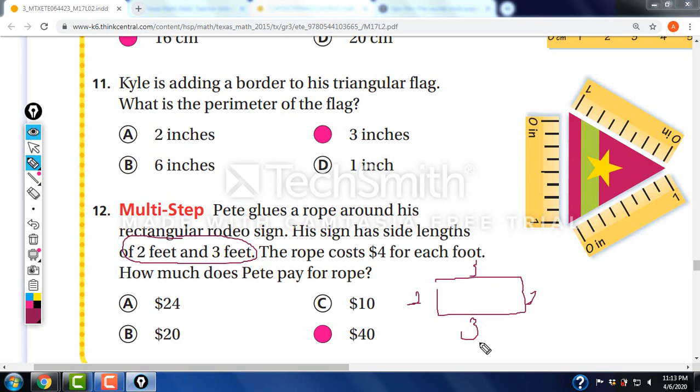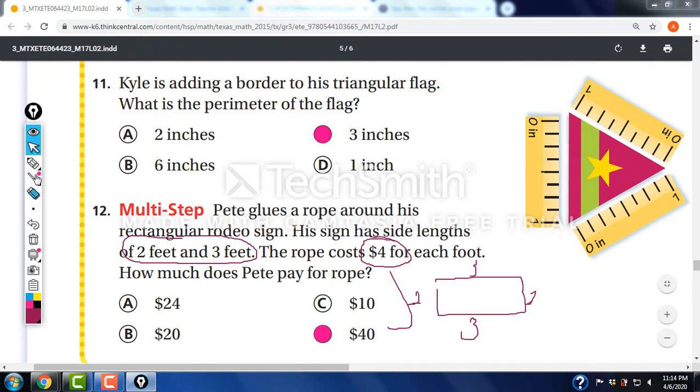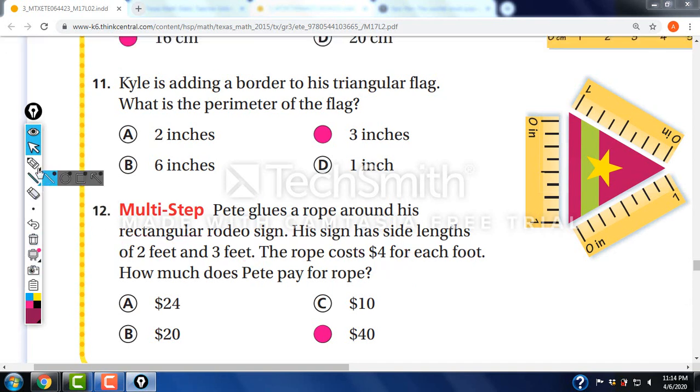3 plus 3 is 5. Plus 5 is 10. So you multiply it by how much each foot costs, so your answer should be 40. Okay, so you're just getting the perimeter. Again, you're using this. It tells you what shape they have there. That was a key there.